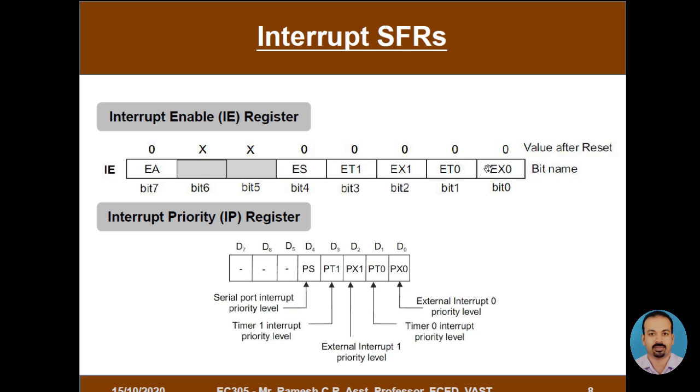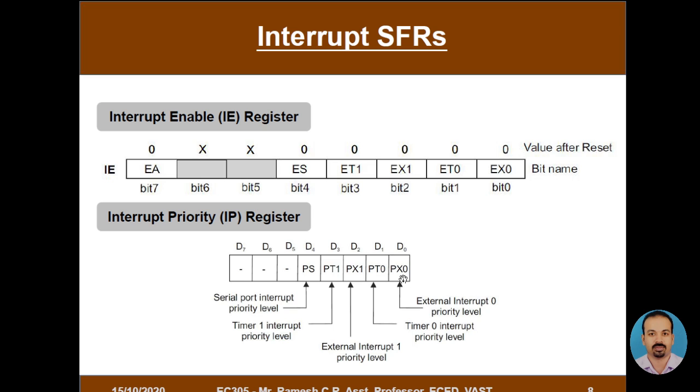Now if we need to alter this, I can go for the interrupt priority register, that is the IP register. Here you can see it is again an 8-bit register, out of which only the lower 5 bits are used. The D0 bit corresponds to setting the priority level for external interrupt source 0, then followed by setting the priority level for timer 0, then external interrupt source 1, timer 1, and serial.